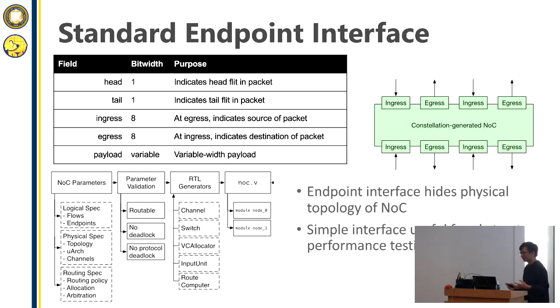OK, so you have this NoC, you have this bag of routers. How do you actually drive packets in and out of it? The endpoint interface in Constellation is deliberately very simple. You specify whether your flit is a head or tail flit. You specify your payload, and then the identifier of where this packet is trying to go to. So this egress identifier is actually independent of the physical topology of the network. It's just some abstract ID that gets assigned to the ingresses and egresses.